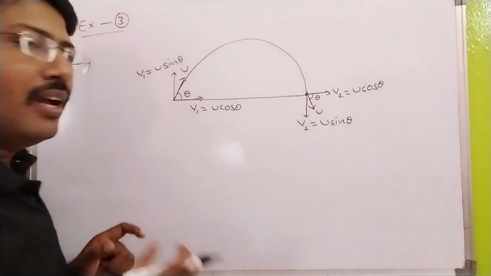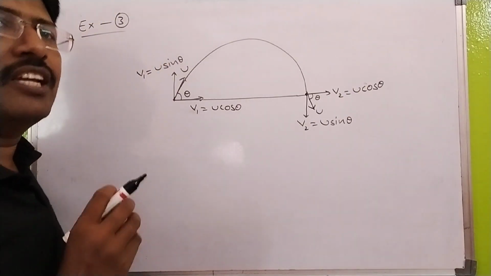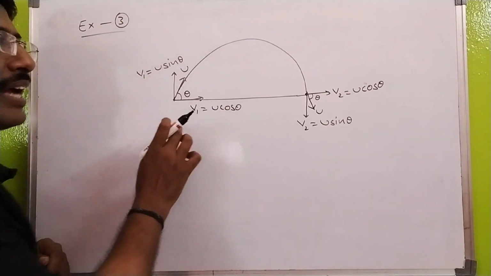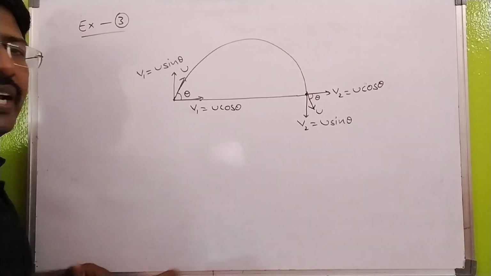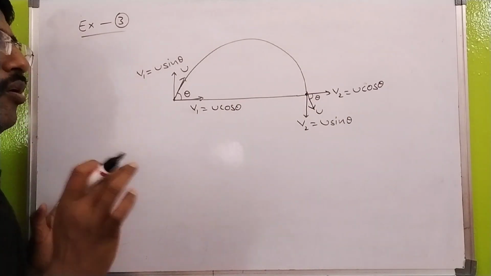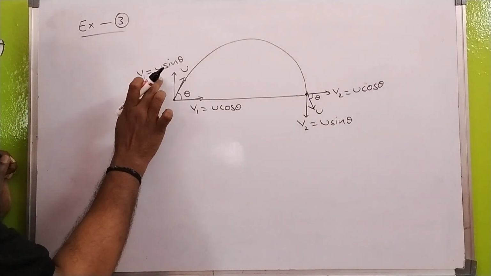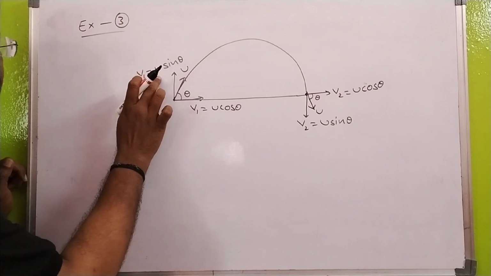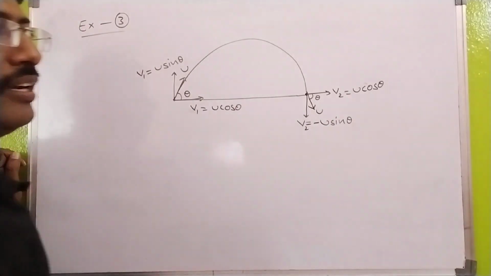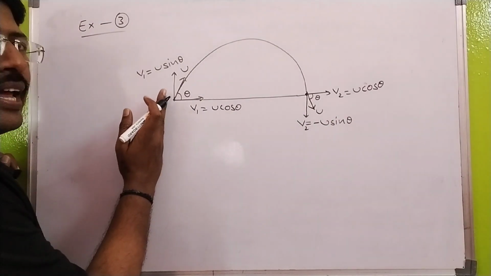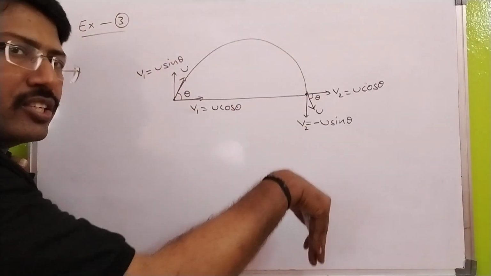They are asking about the change in momentum. Along the x-axis, there is no change, so leave it. Now along the y-axis, initially it has plus u sin theta. Finally, it has minus u sin theta. Why? Because in this direction it is plus, and in this direction it is minus.